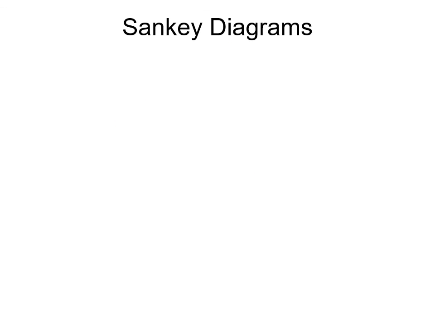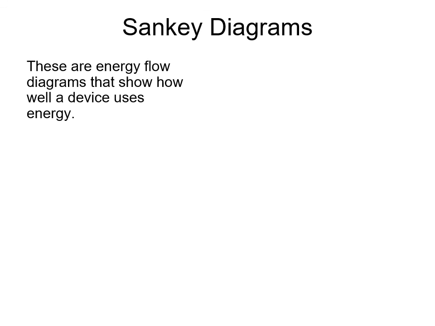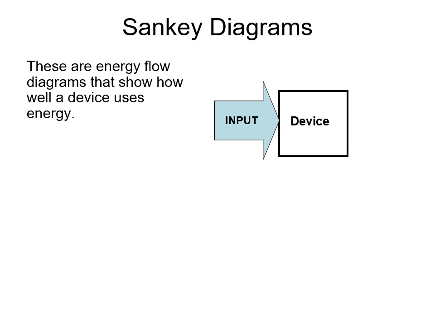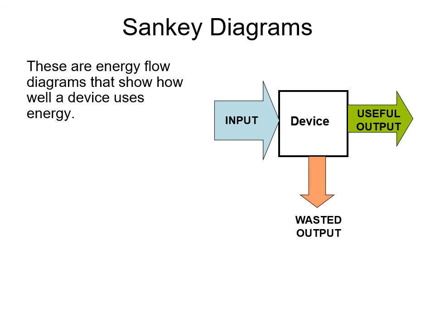And we can extend that further with a more detailed diagram called a Sankey diagram. A Sankey diagram is basically an energy flow diagram like we've shown, but it's just a bit more stylized. So we put the device in the center. We have the input, and this time it's a really big fat arrow, and then we have the useful output and the wasted output. Now, in the Sankey diagram, the size of these arrows determines how big those values are.